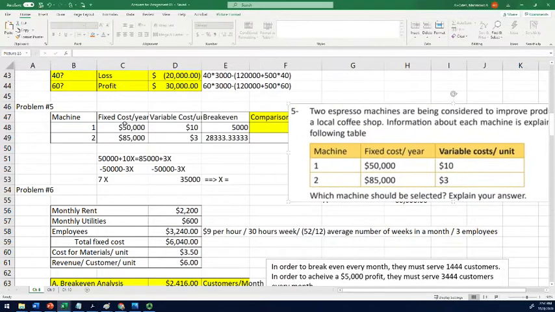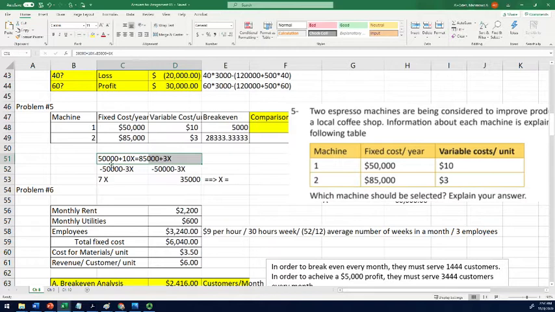So as I mentioned, we have two machines, 1 and 2, and the first thing that you want to do, make the cost for machine 1 equal the cost for machine 2. So 50,000 plus 10 times x, which x here is the quantity, we don't know what's the quantity in here, equal the 85,000, which is the fixed cost of machine 2, plus the variable cost of machine 2, 3 times x. Again, x is the quantity, and now we have an equation with one variable. So let's solve this equation for x.